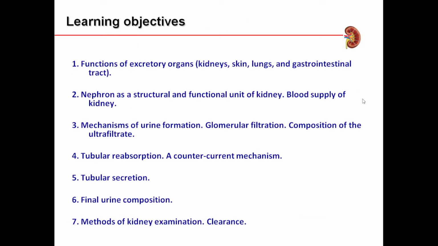These are the questions which we are going to discuss today. We will talk about functions of excretory organs: kidneys, skin, lungs, and the GI tract. We will also discuss the structure of the nephron, that is the structural and functional unit of the kidney, and we will talk about blood supply of the kidney. We will also talk about mechanisms of urine formation, glomerular filtration, and composition of the primary urine. We will discuss tubular reabsorption, a countercurrent mechanism, and tubular secretion. Then we will talk about final composition of the urine and methods of kidney examination, and clearance as one of them.